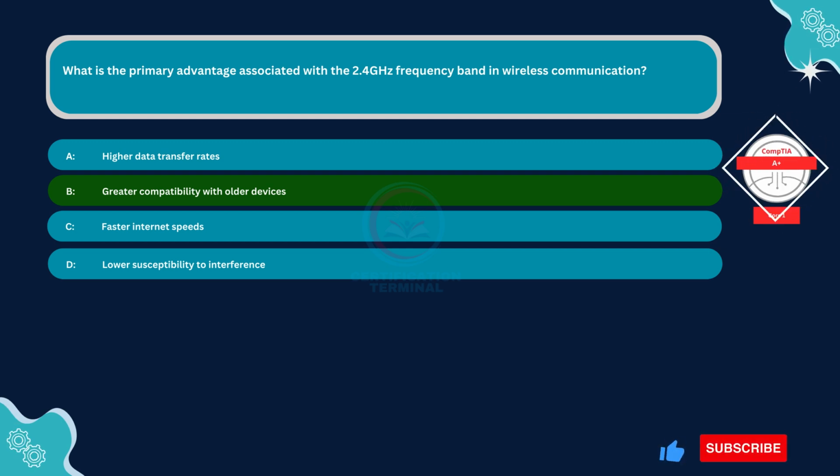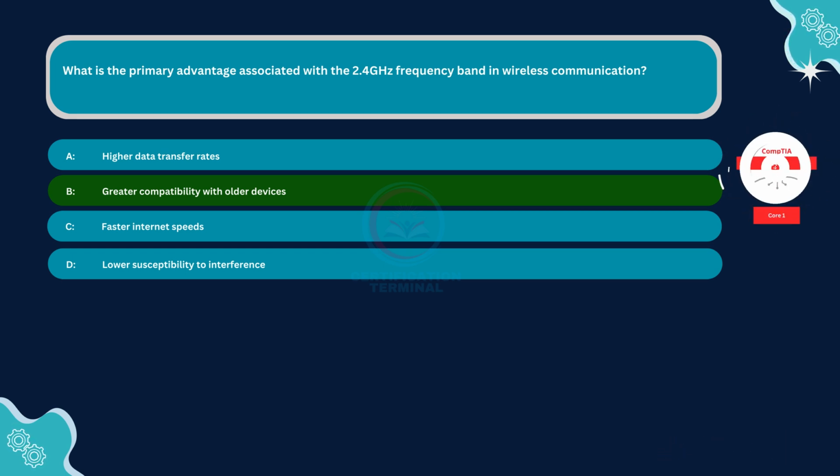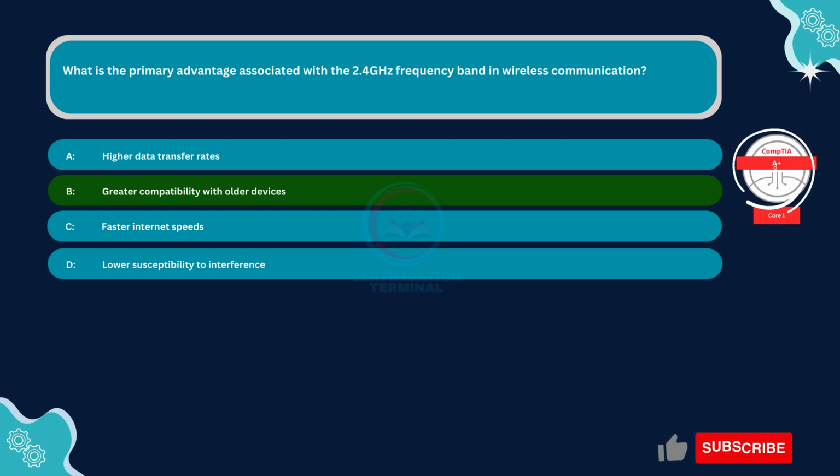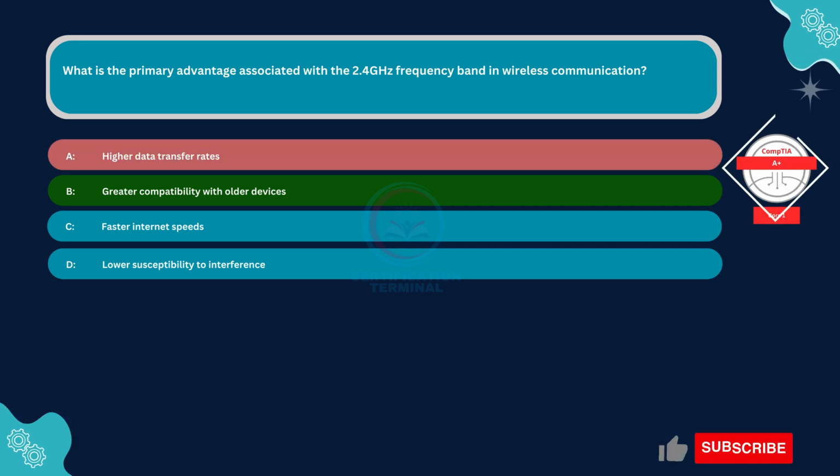One of the primary advantages of the 2.4 GHz frequency band is its compatibility with older devices. Many older Wi-Fi devices, such as older smartphones, laptops, and IoT devices, only support the 2.4 GHz band. By using the 2.4 GHz band, users can ensure that these devices can still connect to the wireless network. Additionally, the longer wavelength of the 2.4 GHz band provides better penetration through walls and solid objects, making it suitable for larger coverage areas.